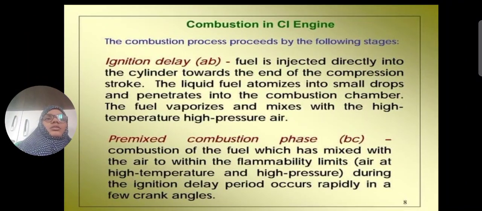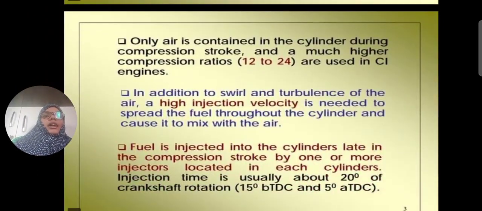The combustion process proceeds by the following stages. Ignition delay, means AB: fuel is injected directly into the cylinder toward the end of the compression stroke. The liquid fuel atomizes into small drops and penetrates into the combustion chamber. The fuel vaporizes and mixes with the high temperature, high pressure air. Premixed combustion phase: combustion of the fuel which has mixed with the air to within the flammability limits, at high temperature and high pressure during the ignition delay period, occurs rapidly in a few crank angles.